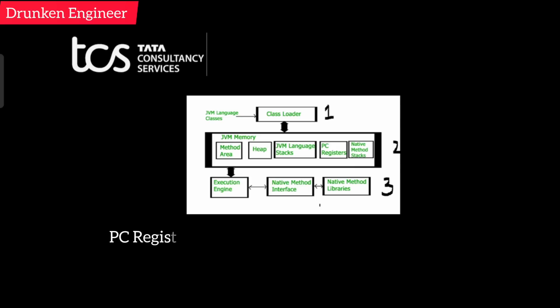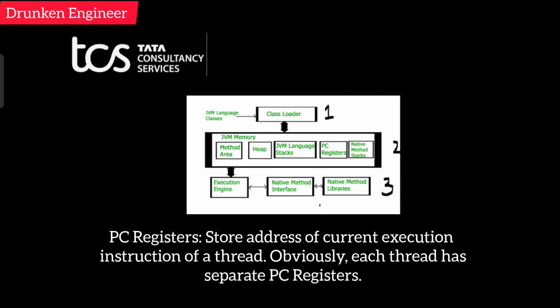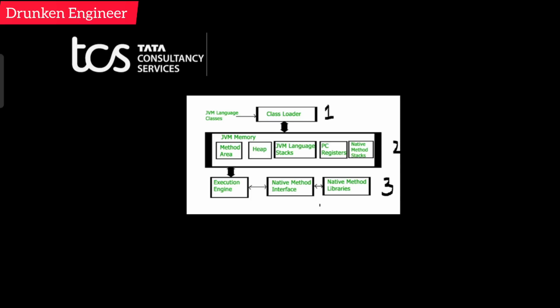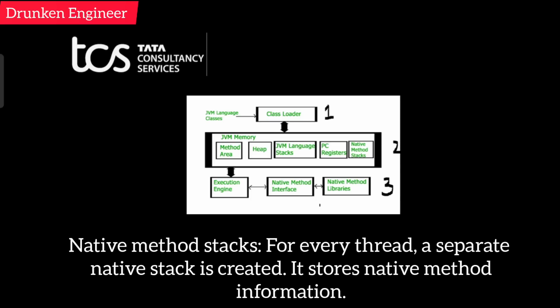PC register stores the address of the current execution instruction of a thread. Obviously, each thread has a separate PC register. Native method stacks: for every thread, a separate native stack is created. It stores native method information.